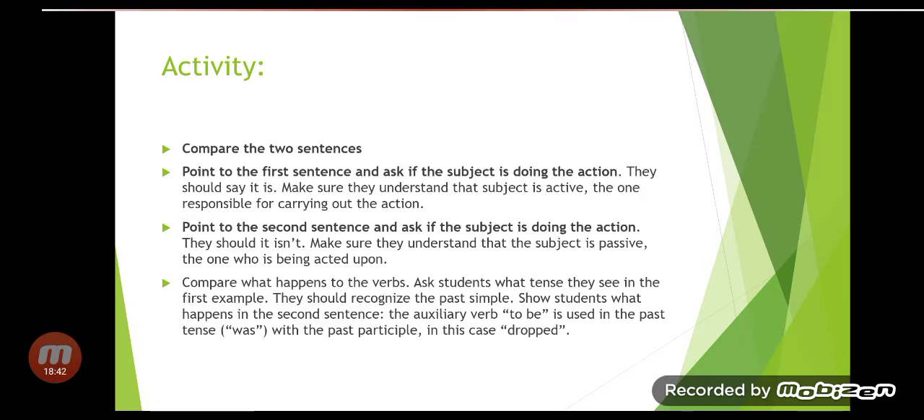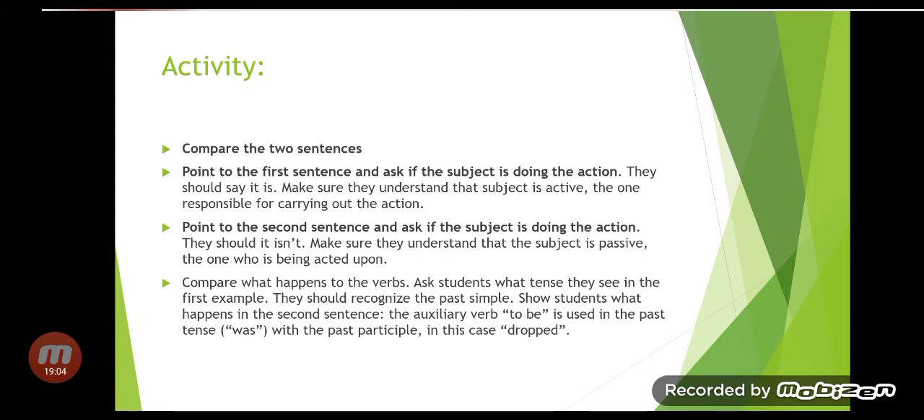Then you have to compare the two sentences. Point out the first sentence and ask if the subject is doing the action. They should say it is. Make sure they understand that the subject is active, the one responsible for carrying out the action. When the subject is responsible for carrying out the action, it is in active voice.